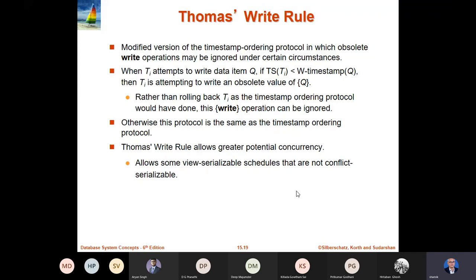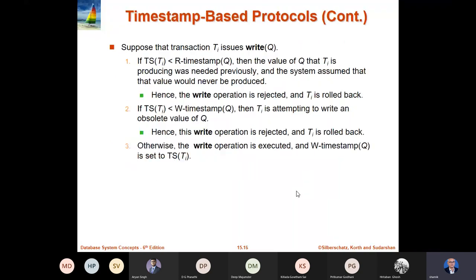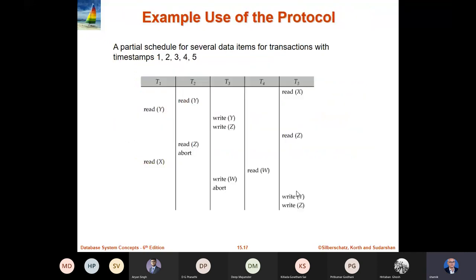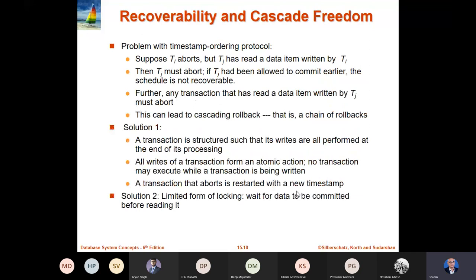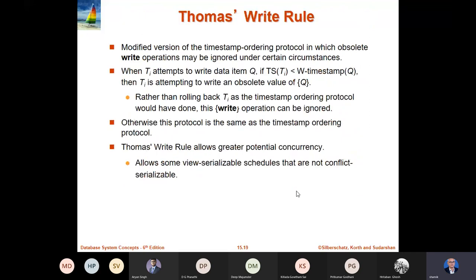When Ti attempts to write data item Q, if the timestamp of Ti is less than the write timestamp of Q, then Ti is attempting to write an obsolete value of Q, which is what we had mentioned before, at point number 2. Normally that write was rejected and Ti was rolled back. But what this rule says is that rather than rolling back Ti as the timestamp ordering protocol would have done, this write operation is simply ignored. Otherwise this protocol is the same as timestamp ordering.